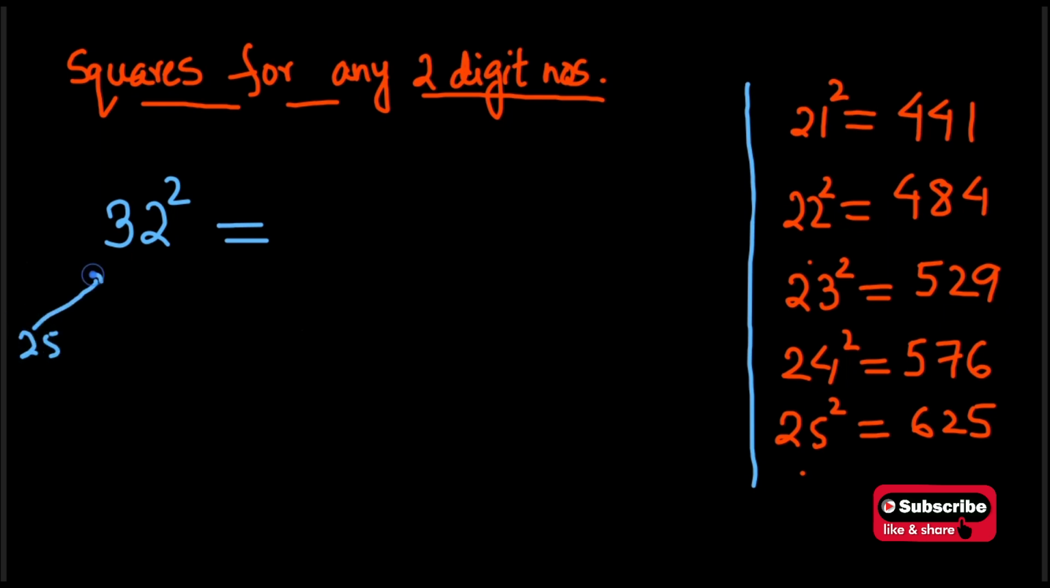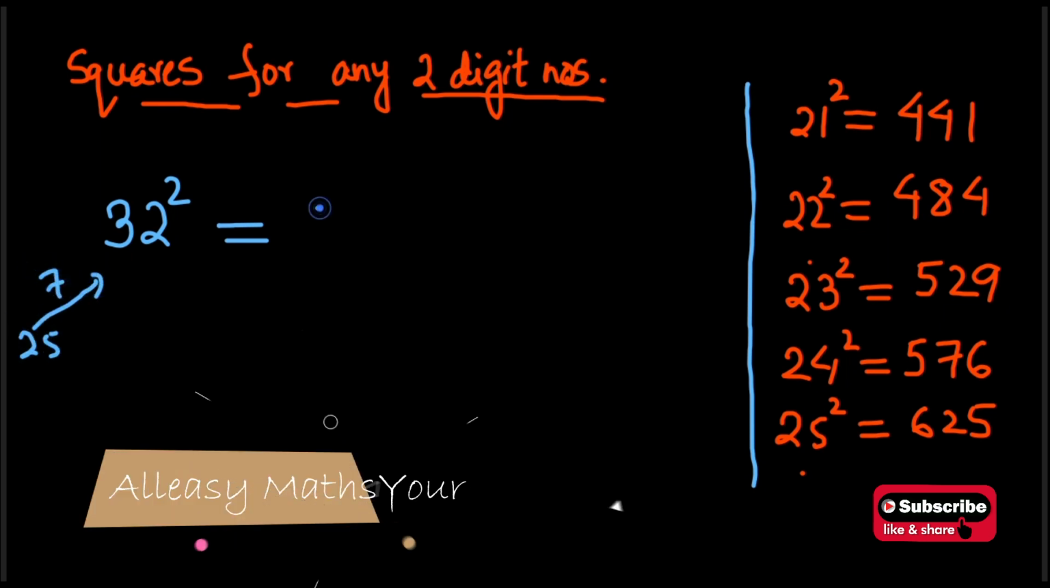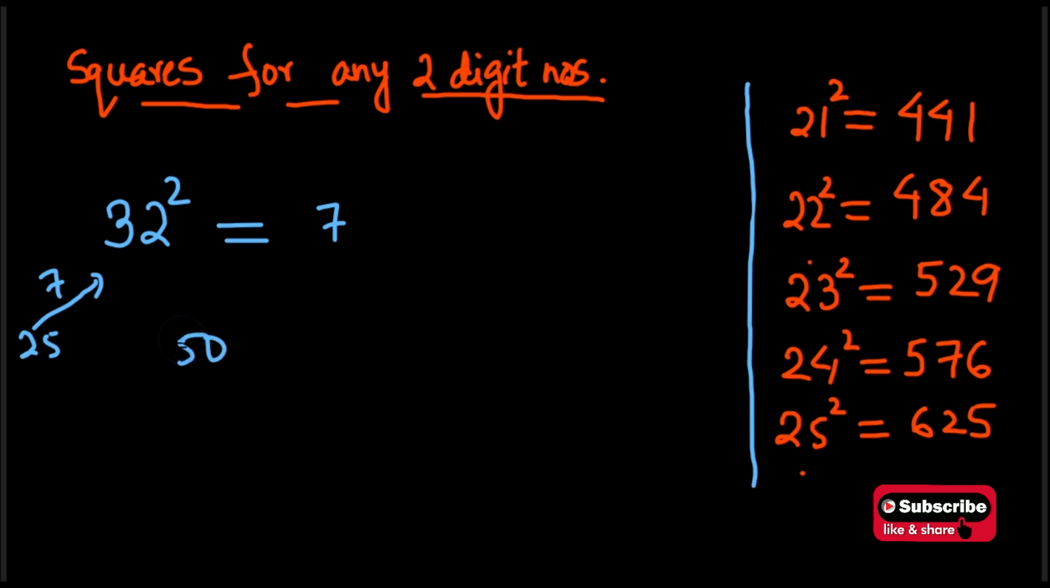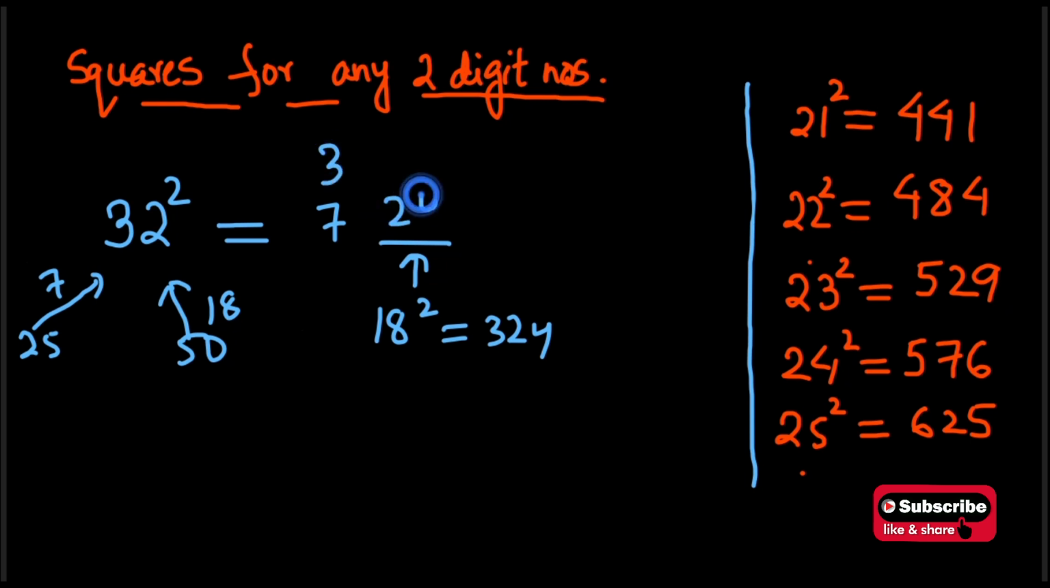Okay, so let's calculate 32 square. 25 from 32, it is 7. So the first digit is 7. Now compare from 50. How much is that? 18. The distance is 18. Now we will write 18 square, and we know what 18 square is, right? Remember what 18 square is? 18 square is 324. So we will write 3 above and 24 below.